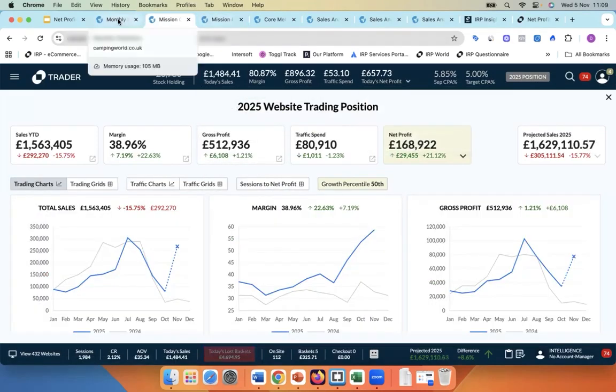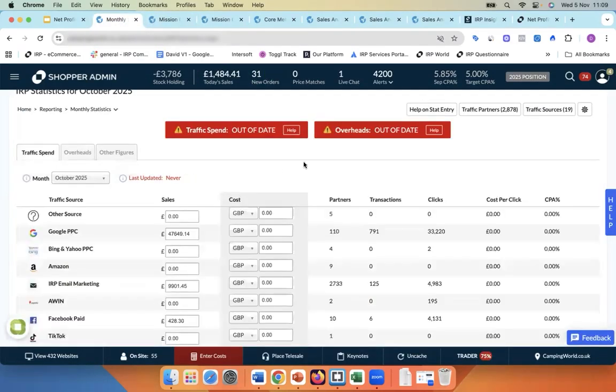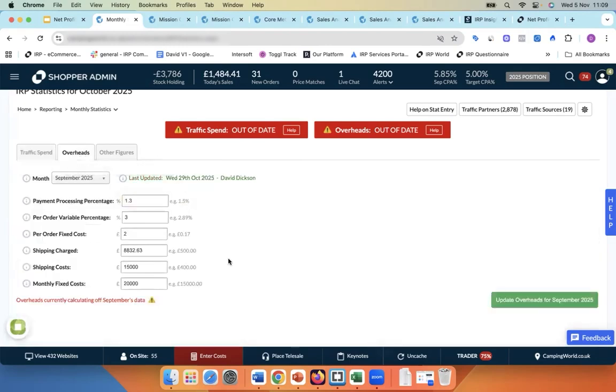So in terms of validating your overheads, at the end of each month there's a reminder sent to the agencies, and then they'll enter those costs, and that'll allow us to see the gross profit and the net profit that you're generating, and obviously your CPA figures there in real time as well. But we've also added this overheads tab, and you'll see within the overheads tab we've got payment processing percentage, per order variable percentage, per order fixed costs, shipping charge, shipping costs, and monthly fixed costs.